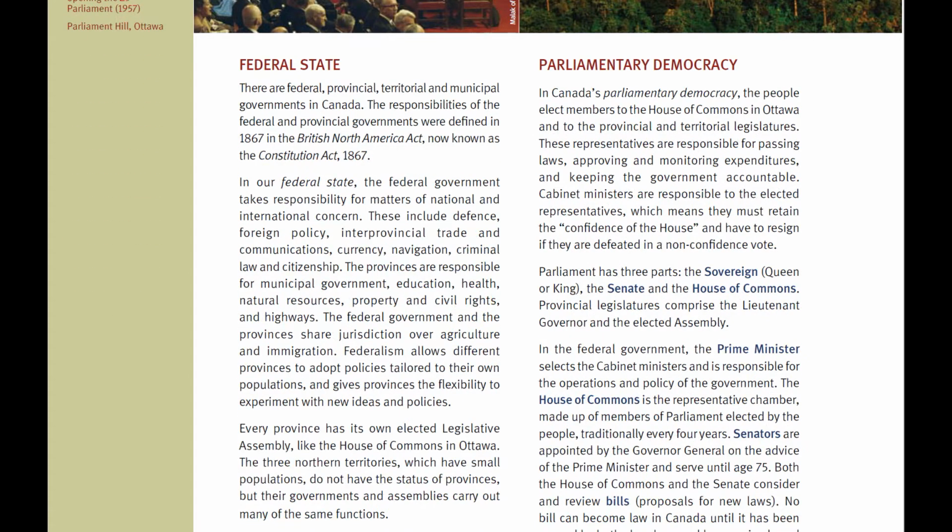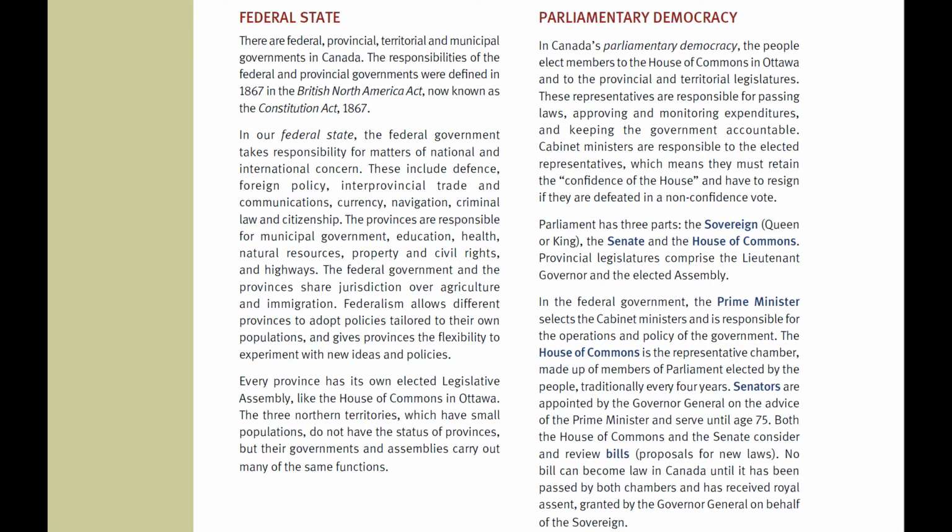Federal state. There are federal, provincial, territorial, and municipal governments in Canada. The responsibilities of the federal and provincial governments were defined in 1867 in the British North America Act, now known as the Constitution Act, 1867. In our federal state, the federal government takes responsibility for matters of national and international concern.